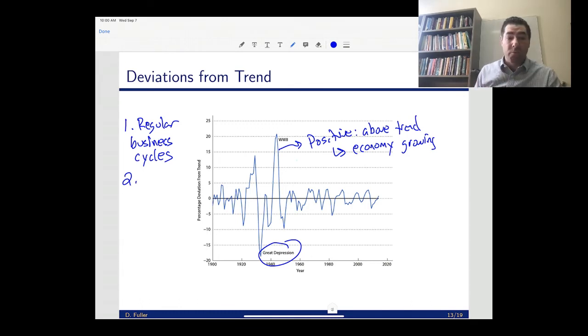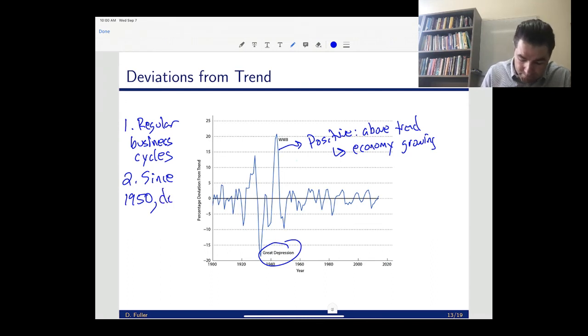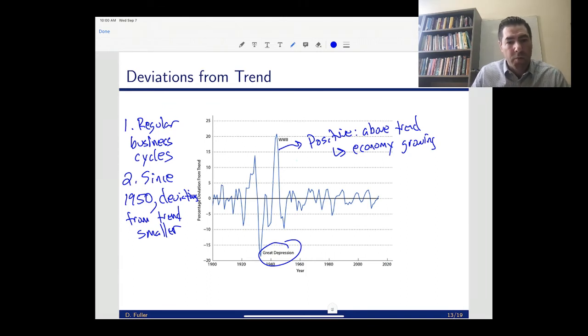Okay, so the first fact here is that we have regular business cycles. The economy is moving between above trend and below trend with some frequency. Another feature is that really since 1950, the deviations from trend have gotten a little bit smaller. We're still moving above and below, but they've gotten a bit smaller than what we saw in this period here, which is driven a lot by the Great Recession. Business cycles have tended to be a bit more mild than they were in the early part of the U.S. economy. From 1900 to 1950, the fluctuations were a bit larger.